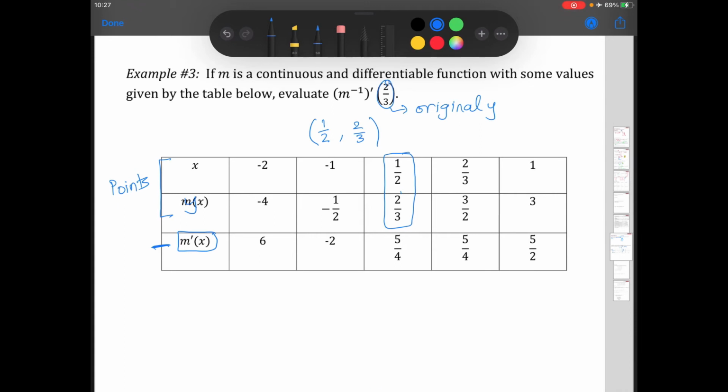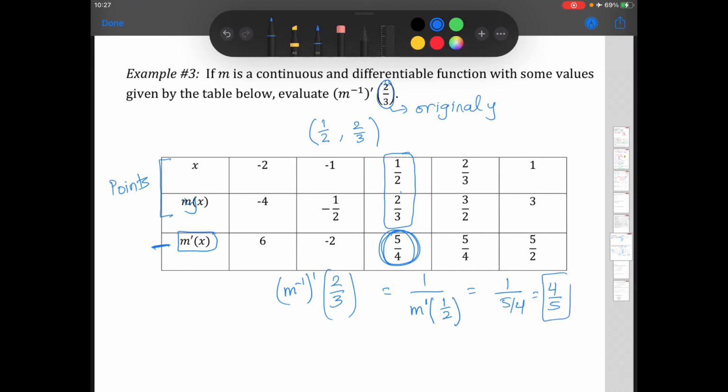So now let's look at this. I want to find m inverse prime of 2 over 3, which would be what? 1 over m prime of what? Keep going back to the original function. What was the corresponding x? 1/2. So what was the derivative there? It was 5 over 4. So 1 over 5 over 4, which is 4/5. So that is your answer.